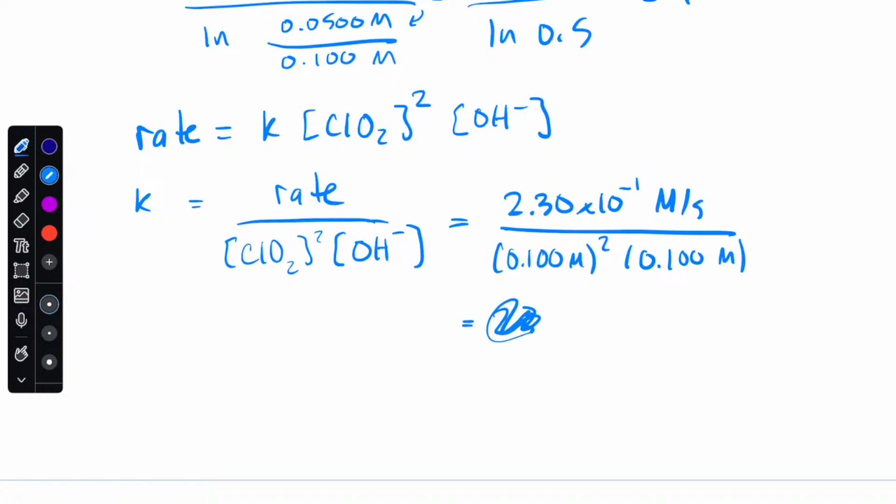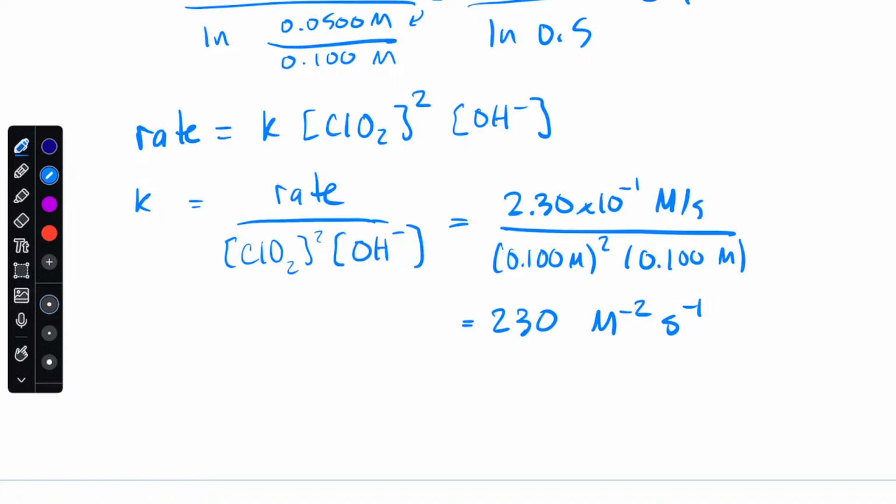230. Now I got an eraser. I'm going to make it look better than that. 230 M to the minus 2, molarity to the minus 2, seconds to the minus 1.